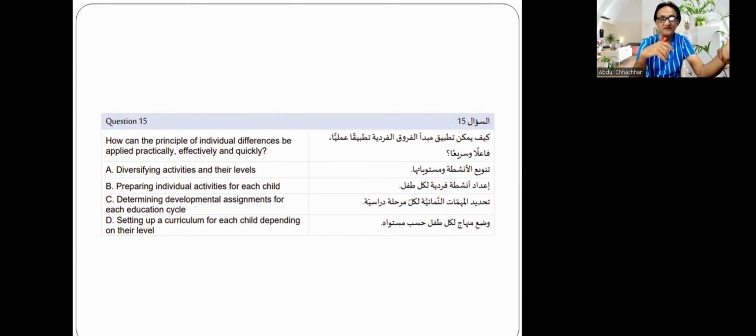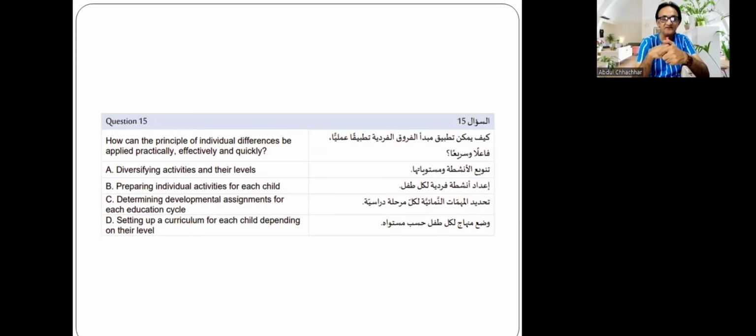So remove it. Preparing individual activities for each child. We have 40 to 45 minutes to teach, and we cannot cater to each child. In a classroom, we have 20 or 25 children in a standard format. If we are spending 5 minutes on each child, 5 multiplied by 25, we don't have enough time for that. So, of course, diversifying the activities according to their levels.